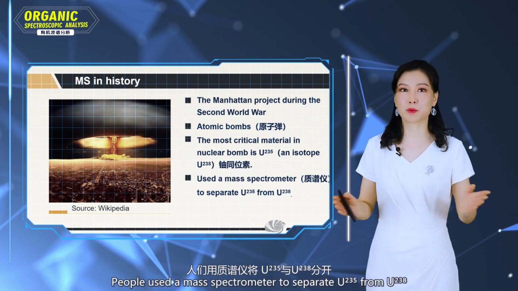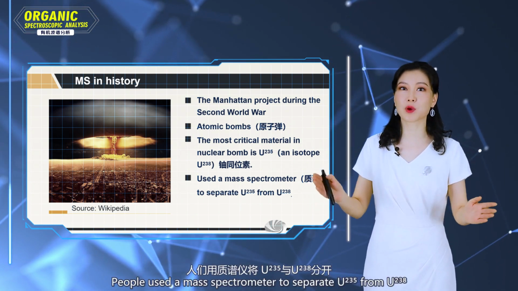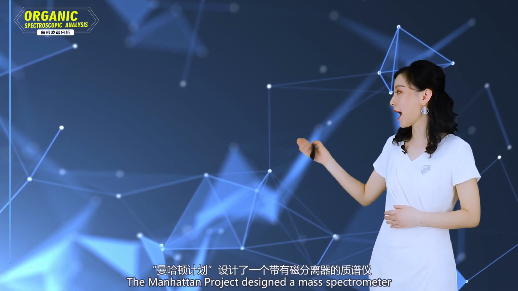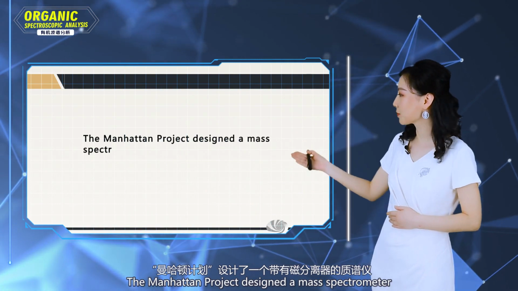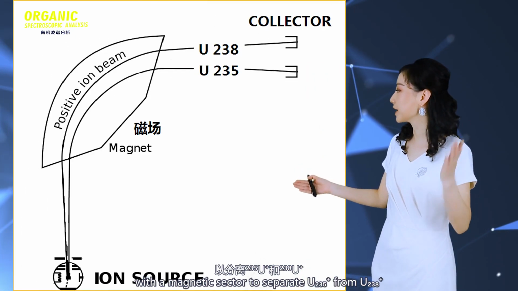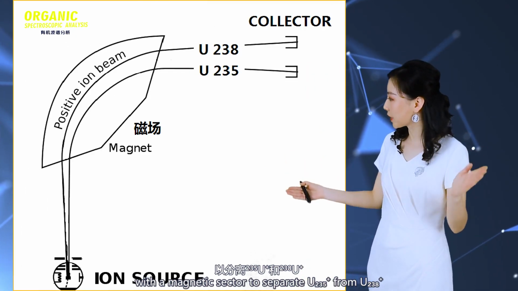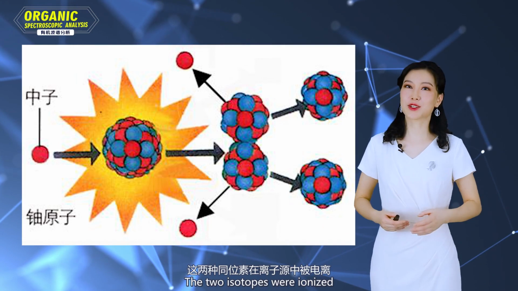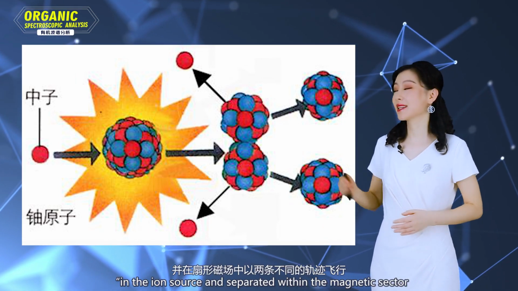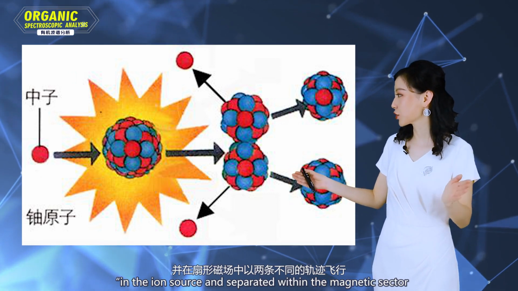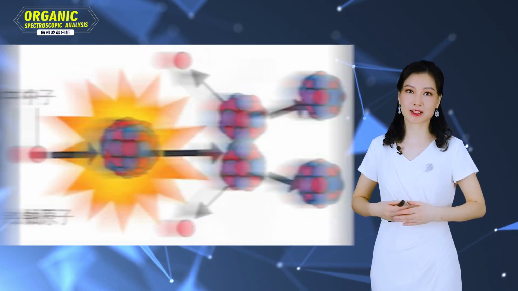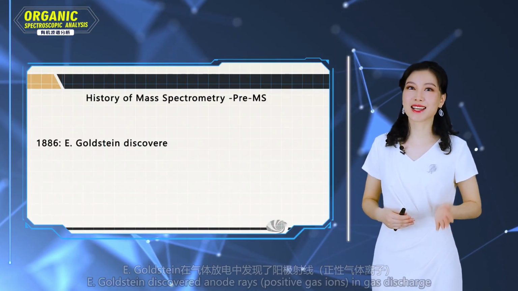People used a mass spectrometer to separate uranium-235 from uranium-238. The Manhattan Project designed a mass spectrometer with a magnetic sector to separate uranium-235 from uranium-238. The two isotopes were ionized in the ion source and separated with the magnetic sector as two ejected rays, arriving at different collectors.